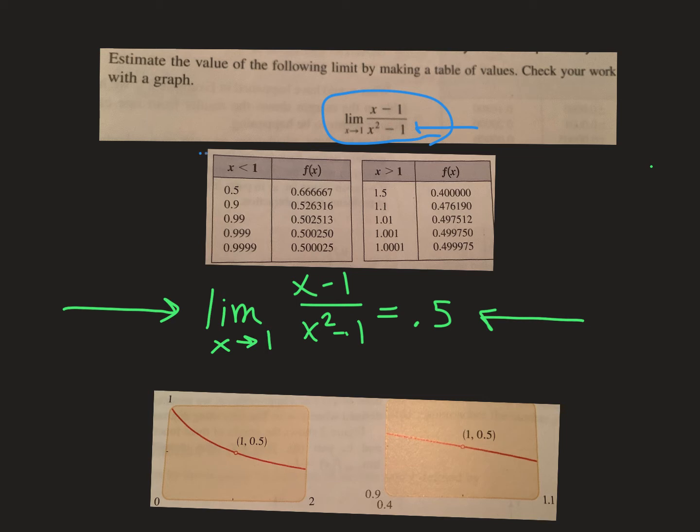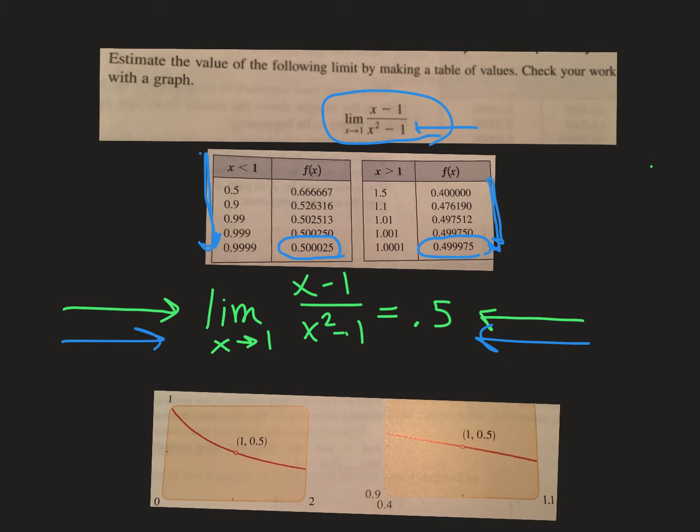If I approach it from less than 1, I'm getting 0.99999. If I approach it from greater than 1, look what I'm getting. If I'm approaching it from less than 1, I get this value, 0.50025. If I go greater than 1 and come down to it, I'm getting 0.4999975. So both of those are getting closer and closer to the answer where I pointed my arrows right here. They're both getting closer and closer to 0.5.